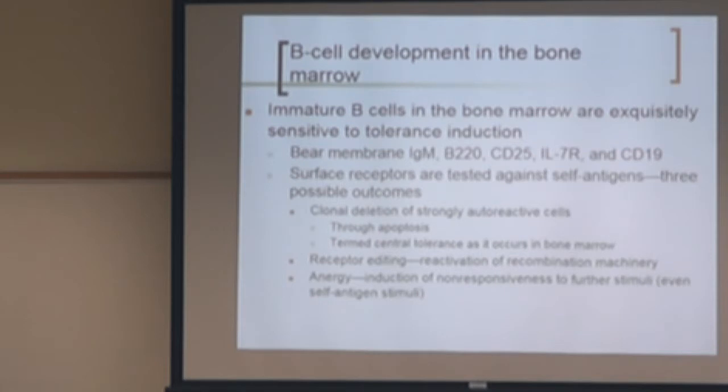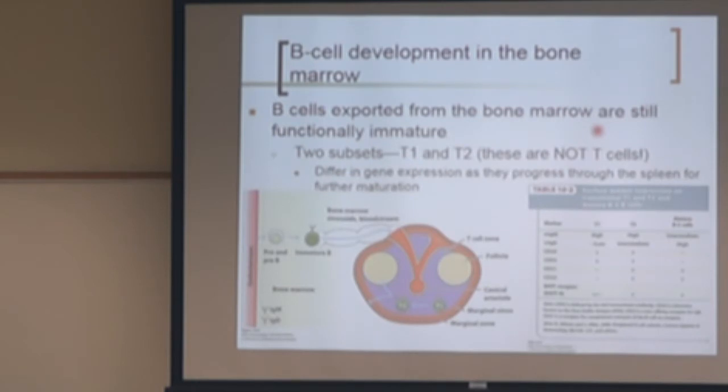Now, the other thing you need to know is that immature B cells in the bone marrow are sensitive to tolerance induction. So if they see signal, it's going to induce tolerance. It's not going to induce production of antibody or maturation. Those immature B cells are going to go to the secondary lymphoid organs like the spleen. The majority of them are going to go through the spleen, and then they're going to go through 2 stages.